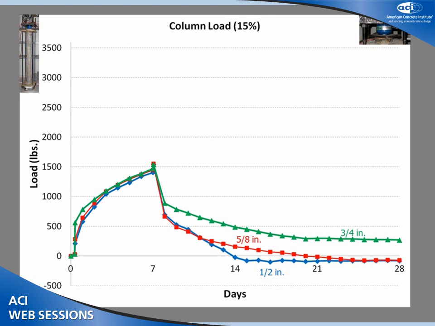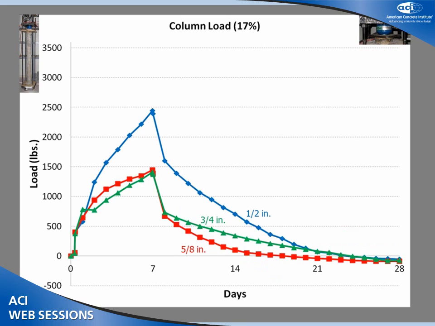This graphic shows column load for the 15% from the data acquisition system measuring load from the load cell on top of each column. In general, the trend indicated is an increase in load with increasing boundary condition stiffness. So the 3/4 inch, the stiffest external restraint, generates the highest load, and proceeds down in order of decreasing stiffness. A similar trend is shown for the 17%. In this case, the half-inch rod gave the highest load. Notice, however, that in general, the 3/4 inch and the 5/8 inch rods show the same general relationship to each other as in the previous slide.